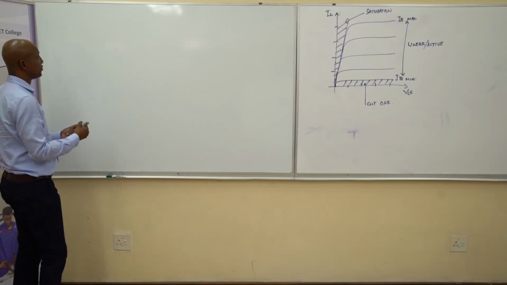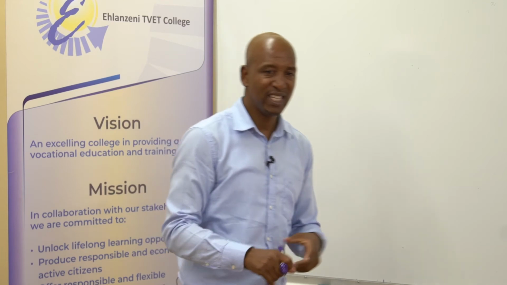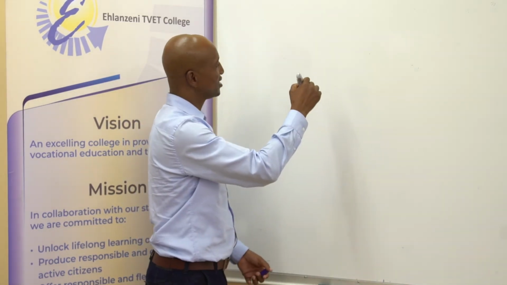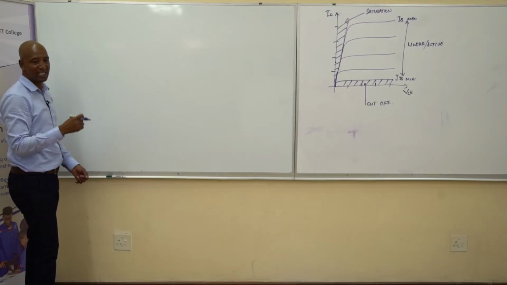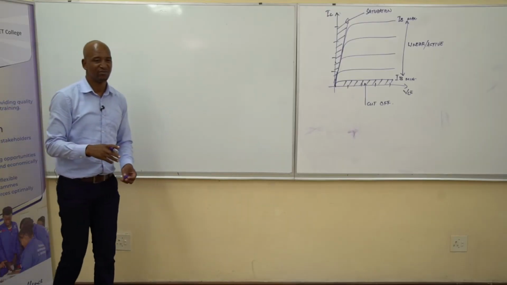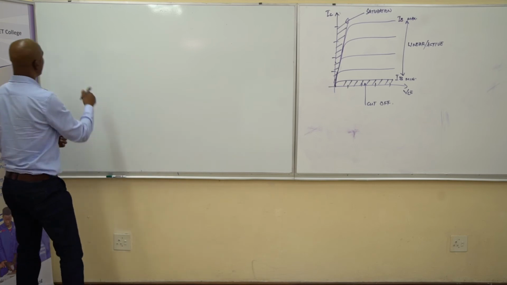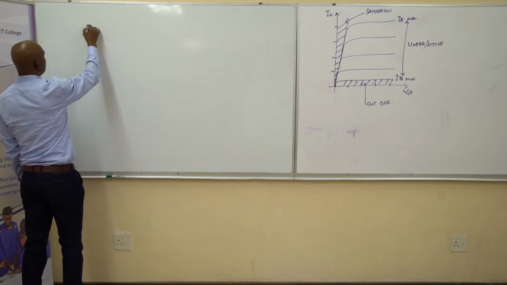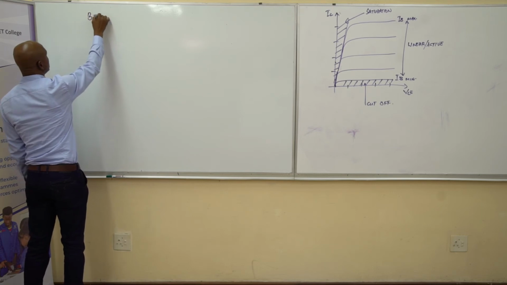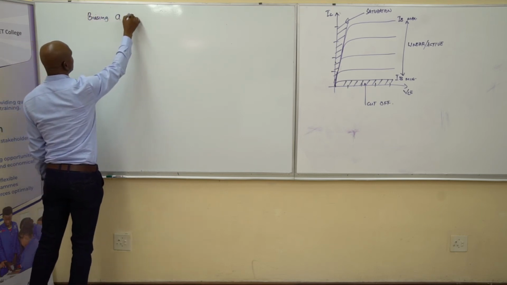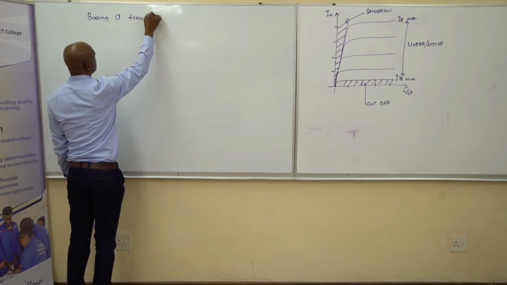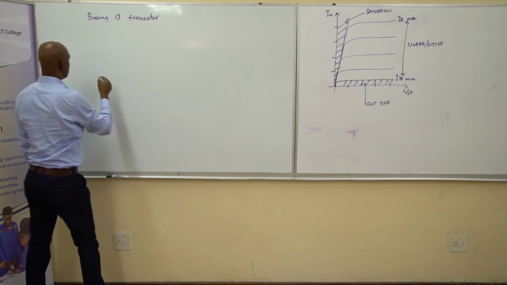So, now, let's say we take our transistor, we forward bias the base emitter. Okay, we forward bias the base emitter by 0.6 volts. Let me draw the circuit. Biasing a transistor.